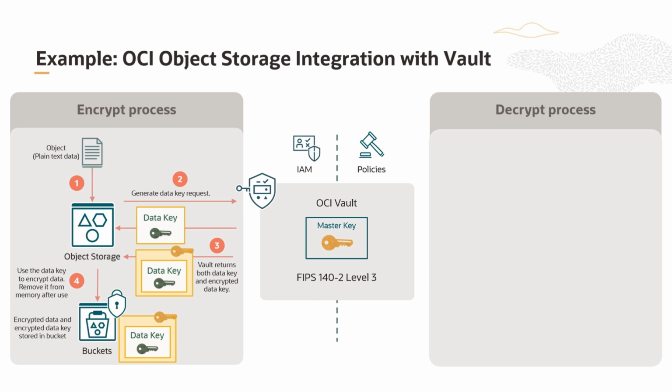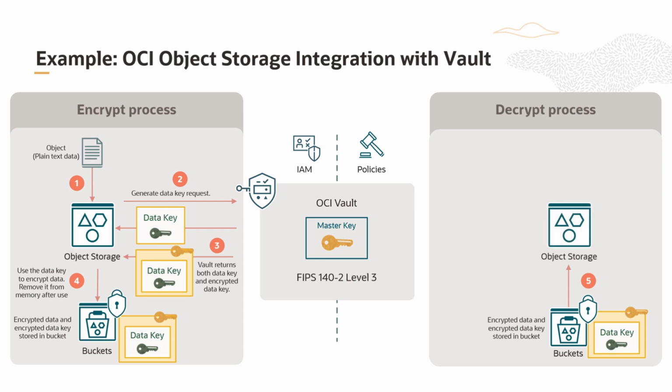Since the encrypted data key is stored in the bucket, when the object storage service needs to decrypt the data, it first sends the encrypted data key back to the vault to retrieve a plain data key.